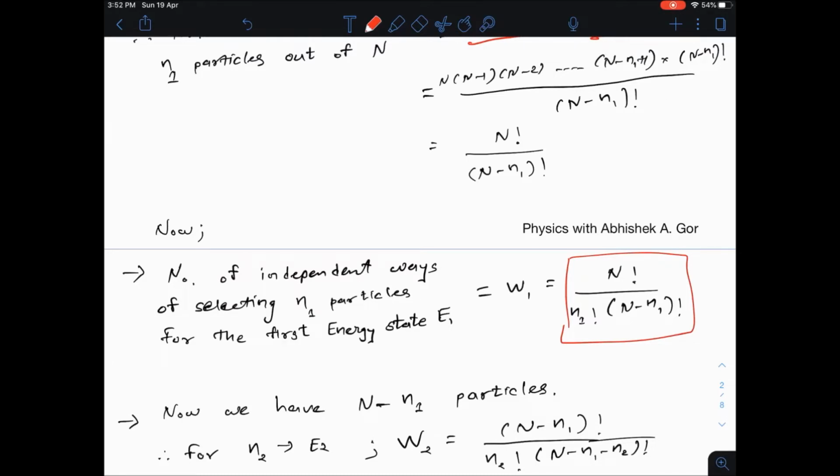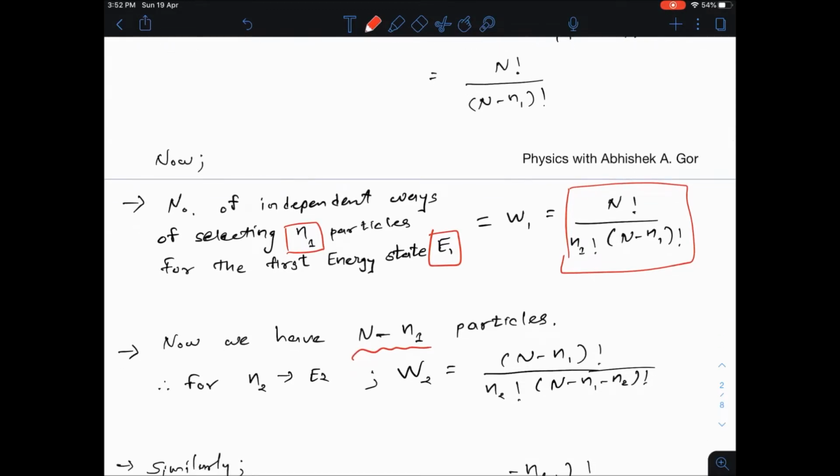Now, as we discussed, we have done our work for N1 particles for energy state E1. So how many particles now remain? Now we have N minus N1 particles. So for the state E2, N2 particles are occupying state E2, and the number of independent ways of selecting N2 particles for the energy state E2 is W2. How many particles are remaining? N minus N1. So it will be N minus N1 factorial upon N2 factorial into N minus N1 minus N2 factorial.